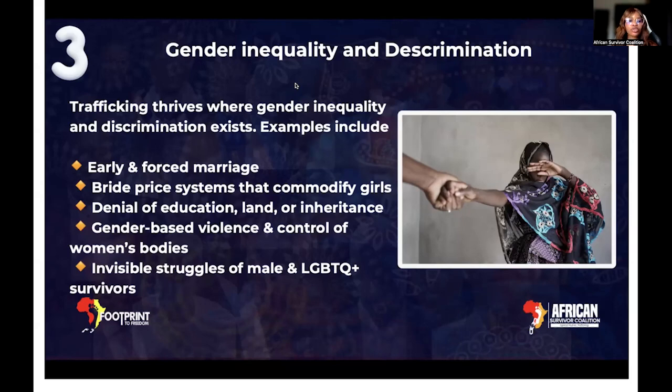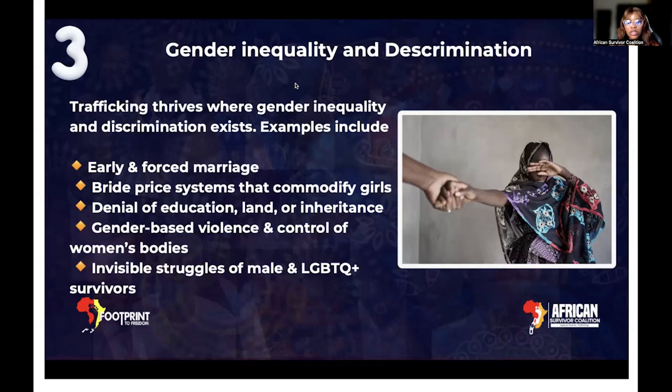So we need to also start talking about gender-based violence and how it operates alongside patriarchy, conflicts, and poverty, and traps women in a cycle of exploitation, controlling women's bodies, silencing their voices, and limiting their choices. All of these conditions make women susceptible to trafficking.